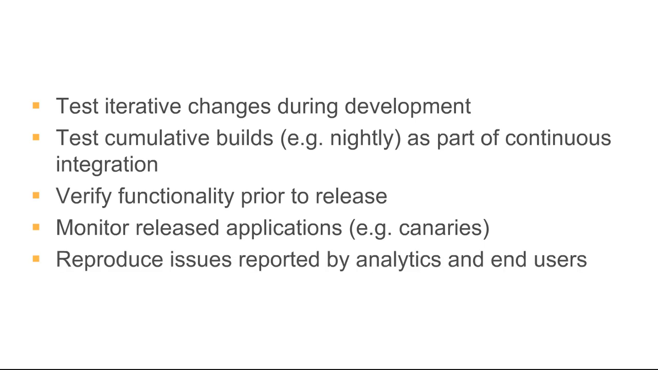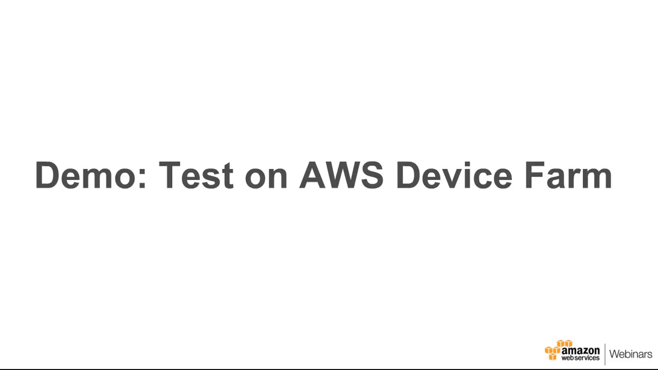And finally, reproducing issues. This is usually done through our remote access capabilities. This is where a customer calls in or reports an issue. This feature allows you to reproduce those issues in a manual fashion, and we'll go through that in the demo. And speaking of the demo, we'll hop over to a browser.